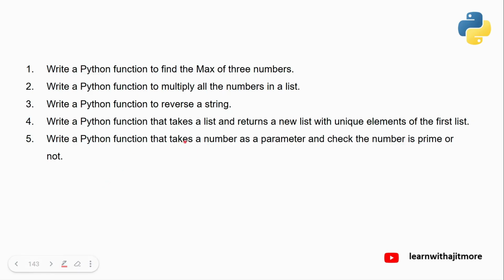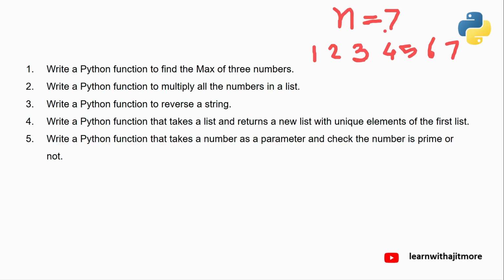You just have to check whether it is prime or not. So when do we say any number is prime? When it is divisible by 1 and itself, nothing other than that. Like for example, if I take n equal to 7: 1, 2, 3, 4, 5, 6, 7. Suppose 7 is prime, it is to be divisible only by 1 and 7, nothing in between.